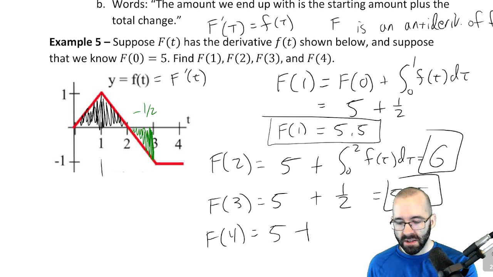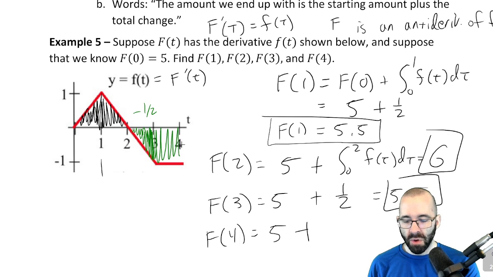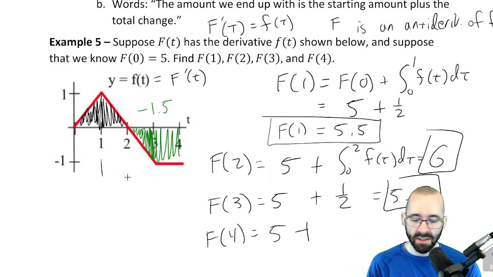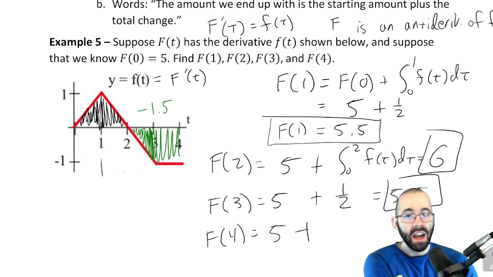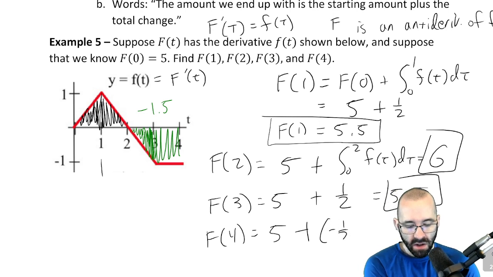And again, likewise, at 4, now this green area is negative 1.5. Now we've gone further backwards than we went forwards. We started at 5. Then in the first 2 seconds, we went 1 forwards. And then in the 2 seconds after that, we went 1.5 backwards. So we're now half of whatever backwards from where we started, and we'll get an answer of 4.5.